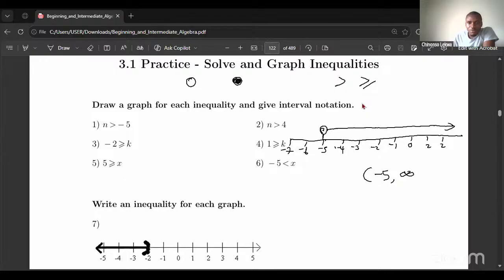So take note of the difference between greater than or equal to and just greater than. In this case, the range of values that will satisfy this particular question, -5 should not be included because it must be greater than -5, not greater than or equal to -5. But if it were greater than or equal to -5, then -5 is inclusive. So the solution begins at -5 and then goes till infinity. So that's the difference here.